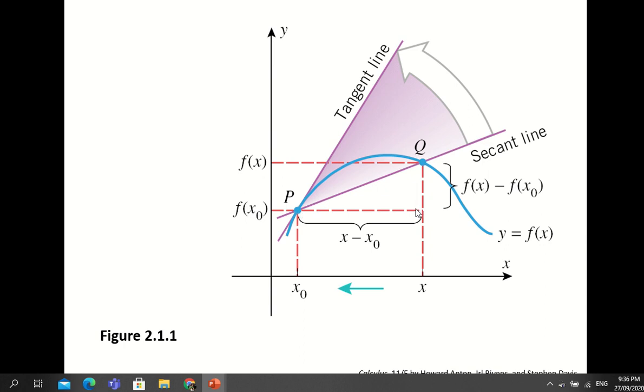All right, and we also have the vertical distance between the 2 points. This is the difference between the ordinates of the 2 points. The ordinate of point Q is f of x. This is the distance from the x-axis towards point Q, and this is our f of x. And for point P, that is f of x sub 0. So if you look at this distance, it is the vertical distance.